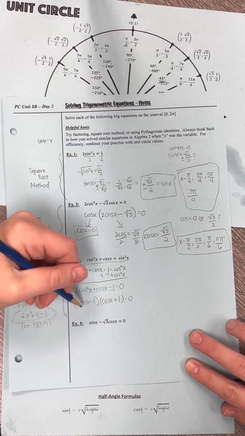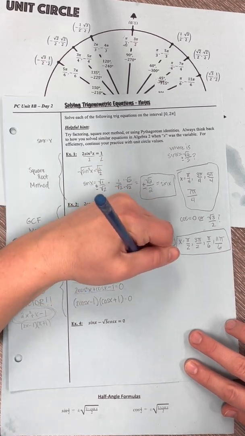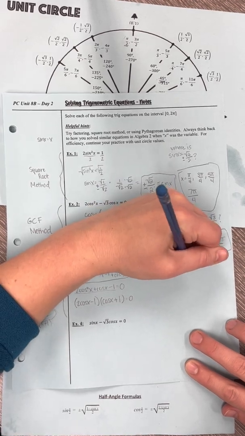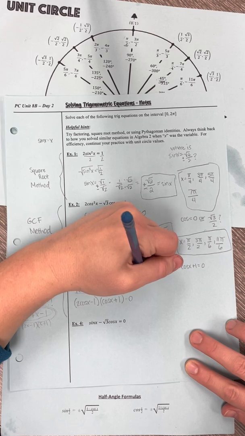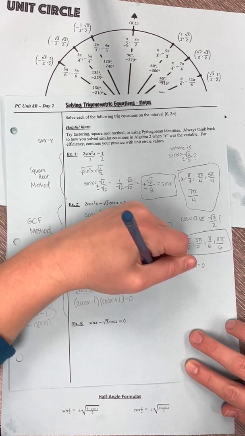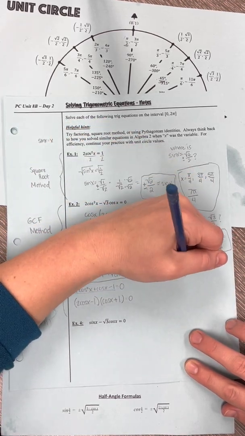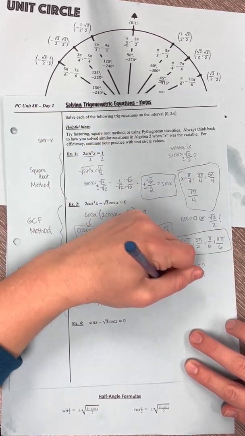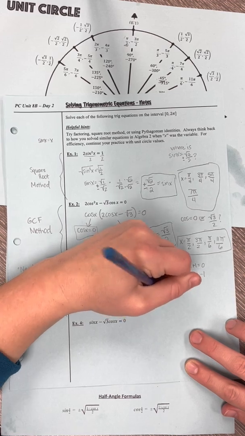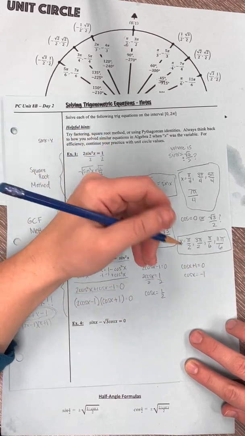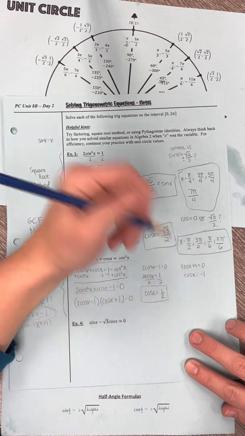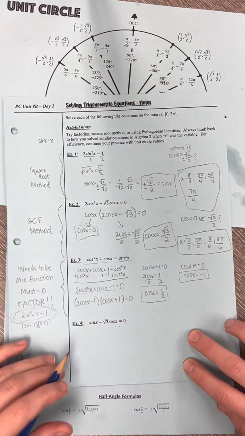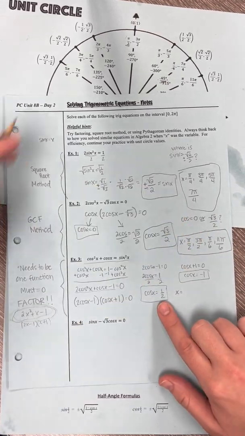All right, so we will end up doing these separately. So we have 2 cosine x minus 1 is equal to 0, and cosine x plus 1 is equal to 0. So we would have 2 cosine x is equal to 1, and cosine x is equal to negative 1. Divide by 2: cosine x is equal to 1/2. All right, so we're looking for where cosine x is equal to 1/2, and then where cosine x is equal to negative 1.